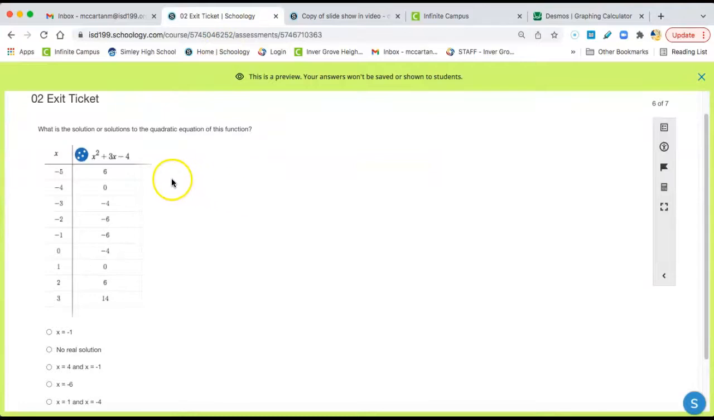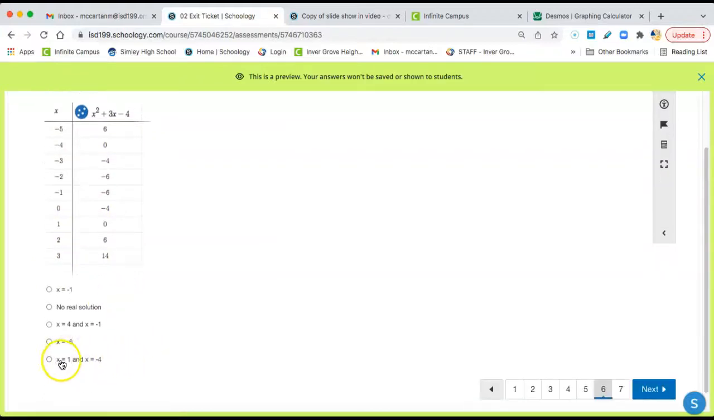Number 6, we can come down here and take a look. Look where the zeros are in the y. There's a 0, so one answer is negative 4. Here's another 0. One answer is 1. Negative 4 and 1. Yep, right there.